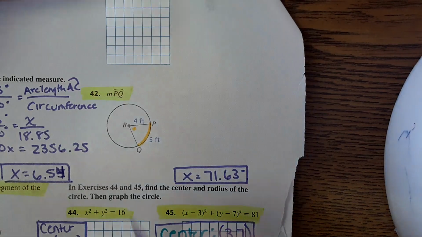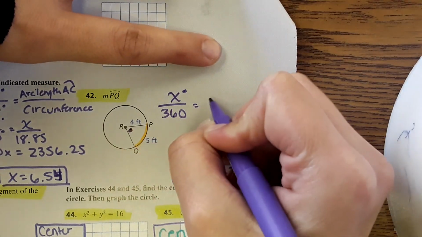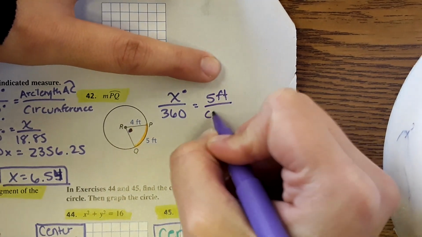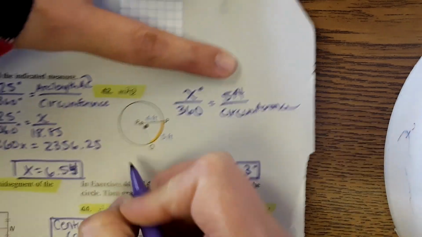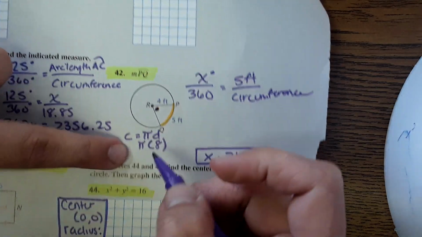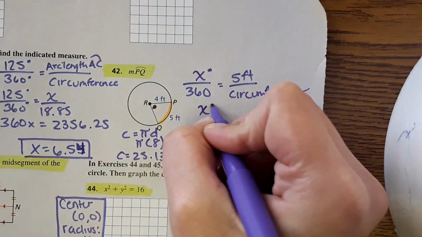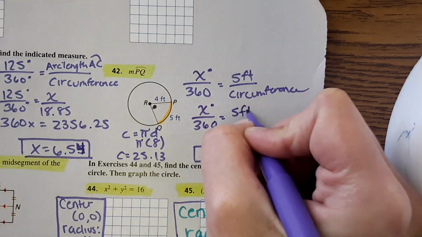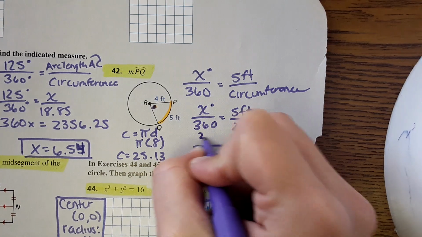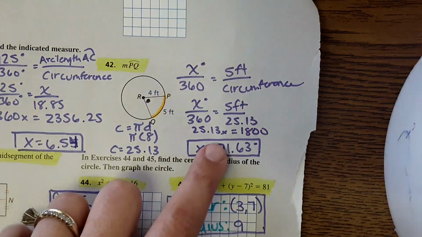Okay, 42. Again, quickly going through this one. This time it wants the degree measure that's right here. So it'll be x degrees over 360 equals arc length of PQ, which is 5 feet, over the circumference. Again, we have to solve for the circumference, pi times diameter, pi times 8. It shows us the radius is 4, so the diameter is 8. And then 8 times pi is 25.13, which we then cross multiply. And then divide both sides and you get this number.